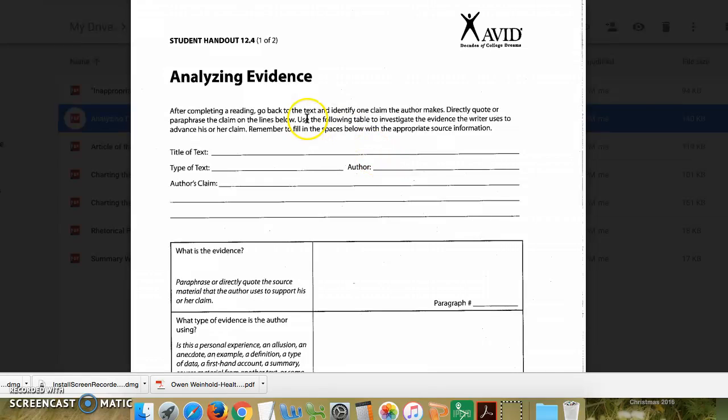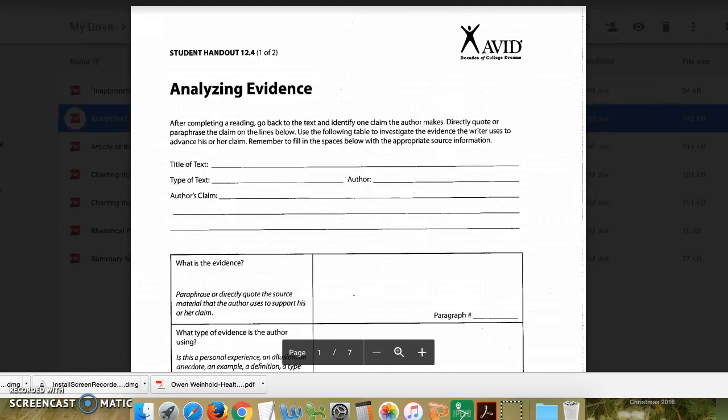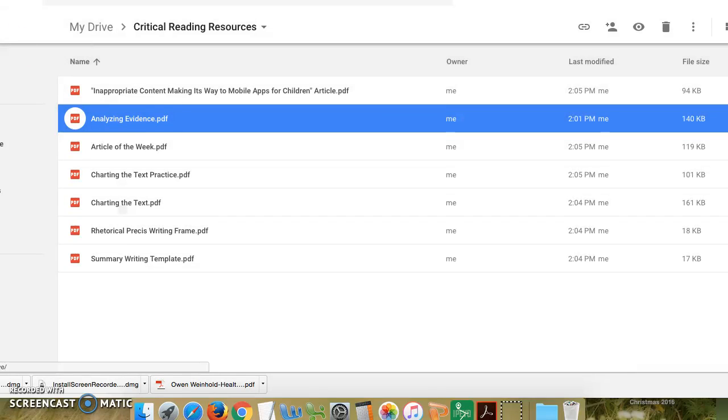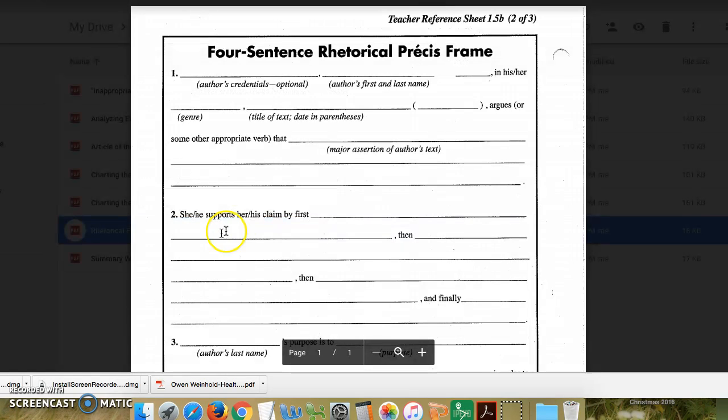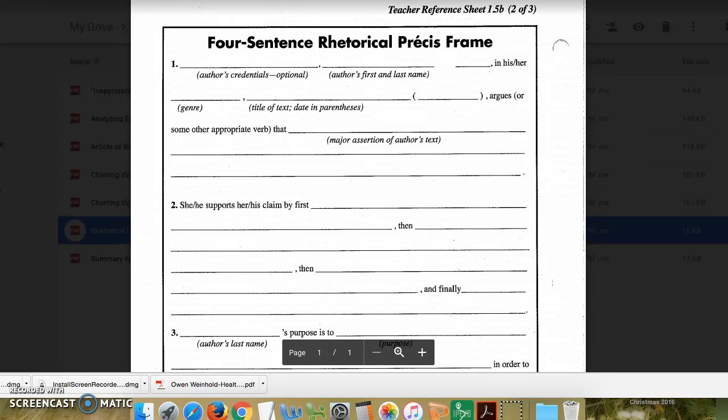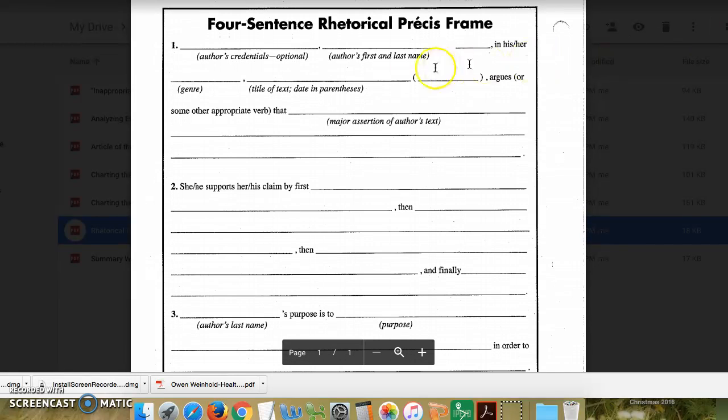If you go to your handouts, you will notice another one entitled Rhetorical Précis Writing Frame. This is a simple version of a rhetorical précis frame, the 4-sentence thing that was referenced in the video. As you can see in the parentheses, it gives them ideas of what they need to be putting in. And then here, "he or she supports this claim by first," and this is where they would enter those pieces of evidence that they analyzed on the previous chart.